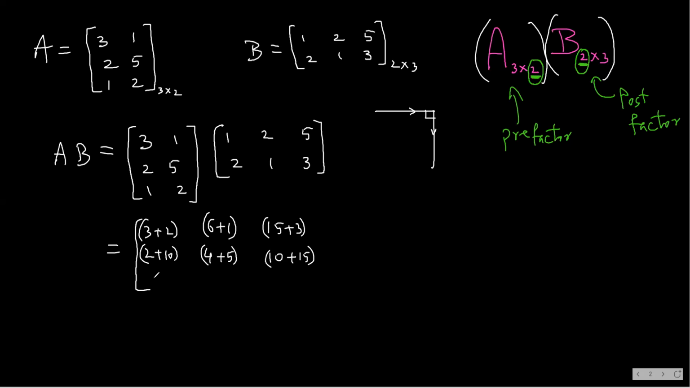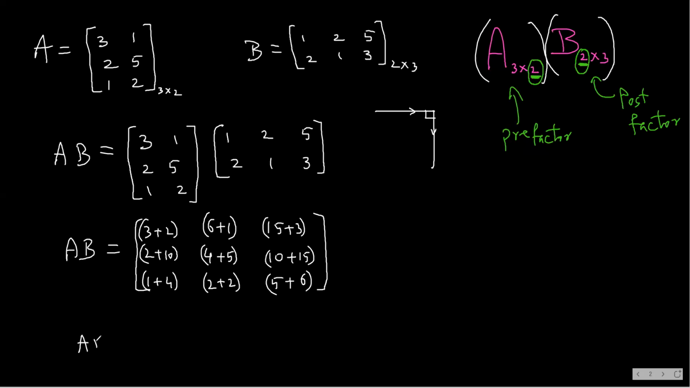Then third row, first column will come here. So I have 1 into 1 is 1 plus 4. Then 1 into 2 is 2 plus 2. And then 1 into 5 is 5 plus 2 into 3 is 6. So here I got, and you know this matrix is AB.